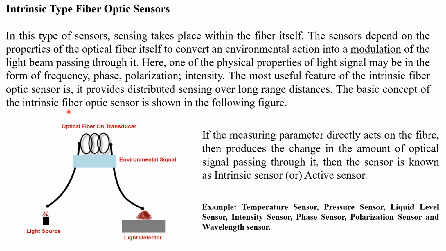The basic component of this intrinsic fiber optic sensor is shown in the figure. So you should definitely have a light source, then the optical fiber which is used as a transducer and which is placed in the measuring environment, and the light detector. If the measuring parameter directly acts on the fiber, it produces a change in the amount of optical signal passing through it. Then the sensor is known as an intrinsic sensor or an active sensor. Examples are temperature sensor, pressure sensor, liquid level sensor, intensity sensor, phase sensor, etc.